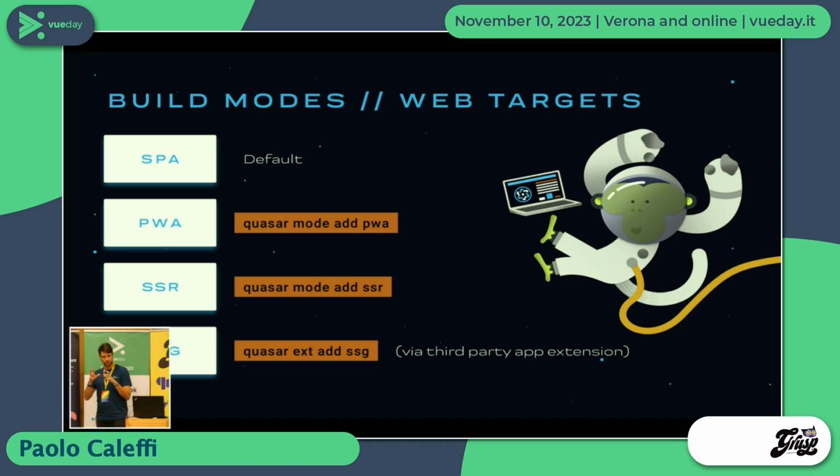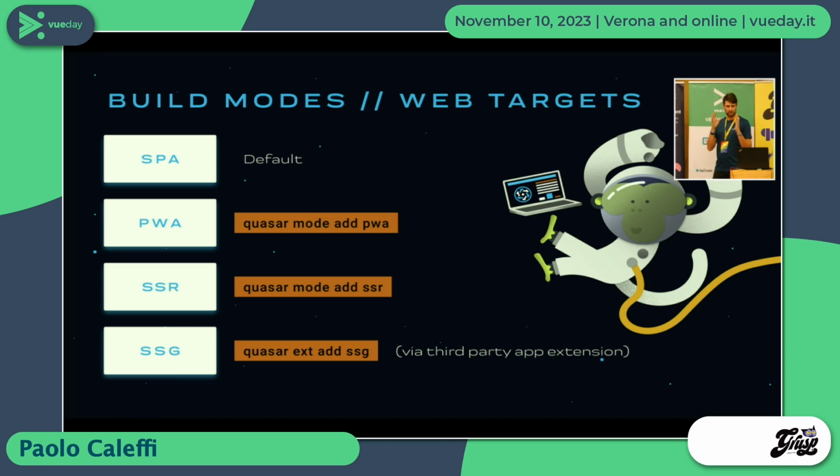So let's focus on the build modes. We have the SPA, of course, which is the default. We have the PWA, SSR, SSG. You can actually see this is how you add a new mode. You just run a command, and you get the new mode installed. You can get SSR plus PWA together. We don't currently support SSG in the core of the Quasar CLI, but we do support it via a third-party app extension from Freddy, one of the contributors.